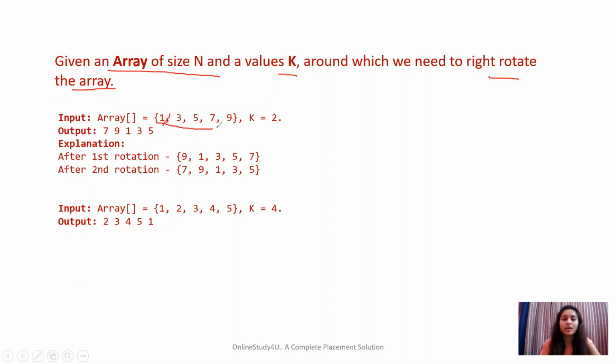Suppose we have this array 1, 3, 5, 7, 9. Now if we right rotate it by k, what will happen? 7 and 9 will come first, and then 1, 3, 5 will come. Let's say it one by one again. 1, 3, 5, 7, 9, and if I right rotate it, my array will become 7, 9, 1, 3, 5. So this is what is meant by right rotating an array by k. I hope the question is quite clear.